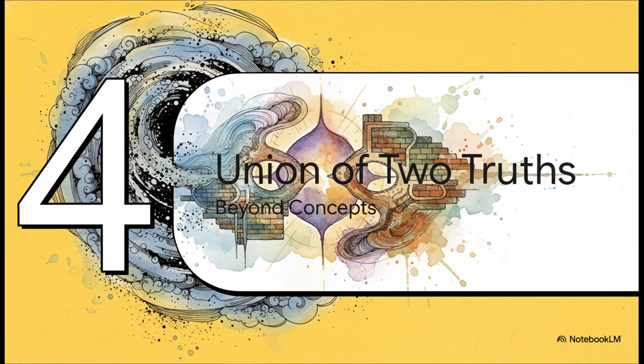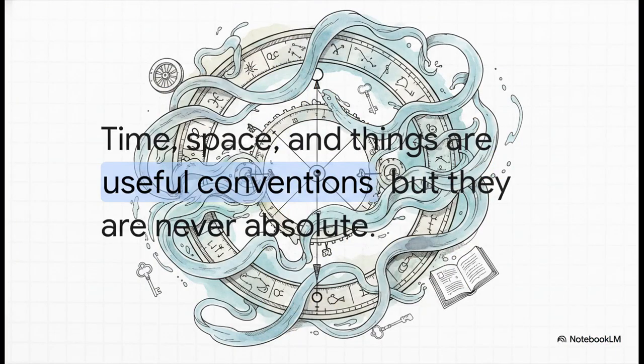On to section 4, union of the 2 truths, beyond conceptual proliferation. This realization points directly to the profound union of the 2 truths regarding the 3 opposites of each triad. This is step 5. We do not fall into nihilism by rejecting conventional reality altogether. The union of the 2 truths acknowledges that while time, space, and things are entirely empty of inherent existence, they arise precisely because of that emptiness. They are relatively useful conventions. They allow us to communicate, schedule our days, and navigate our physical reality, but we must deeply understand they are never absolute. Their conventional functioning and their ultimate emptiness are not at odds with each other.